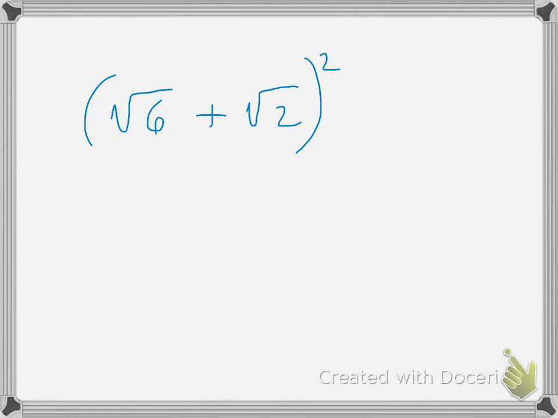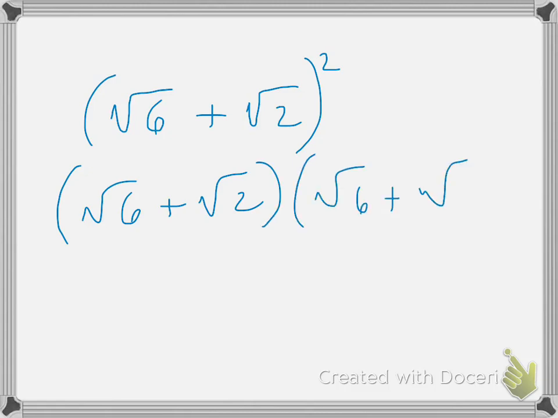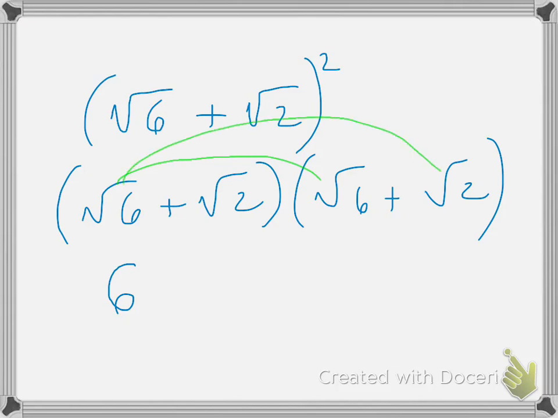So what we got is square root of 6 plus 2 square root of 2, times the square root of 6 plus the square root of 2. That's what squared means. So then, let's see what's going to happen. Well, let's do it. Square root of 6 times square root of 6 is going to give us square root of 36, which is 6. Cool. Next, square root of 6 times square root of 2 is plus the square root of 12.